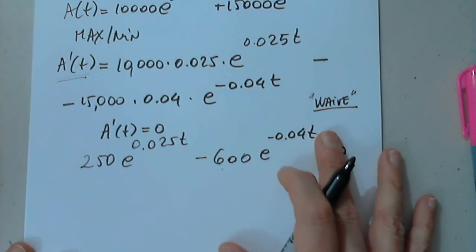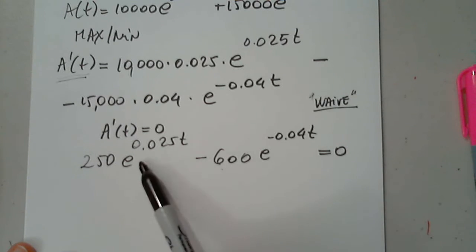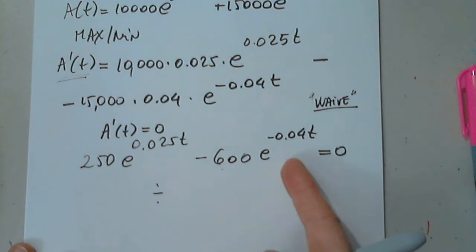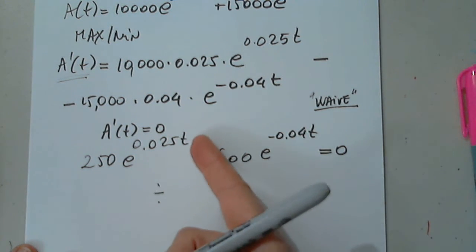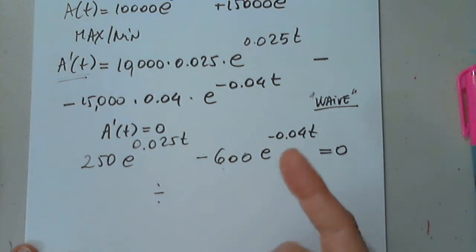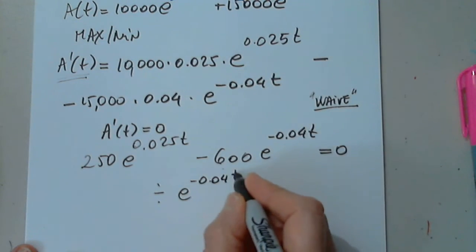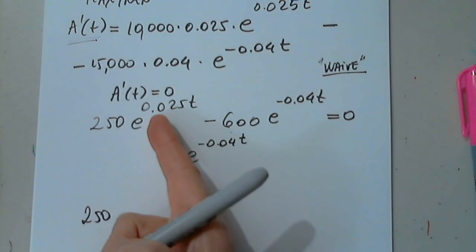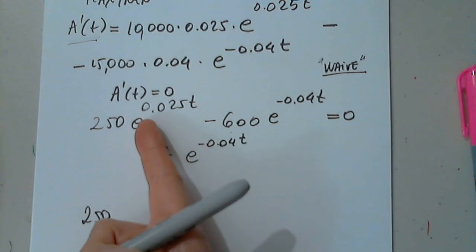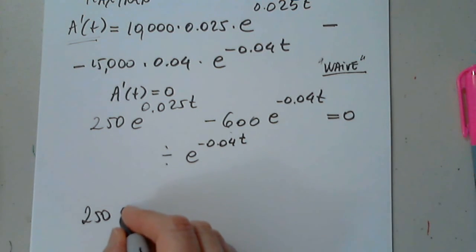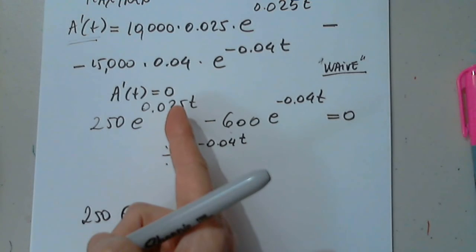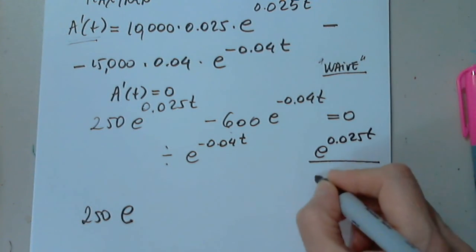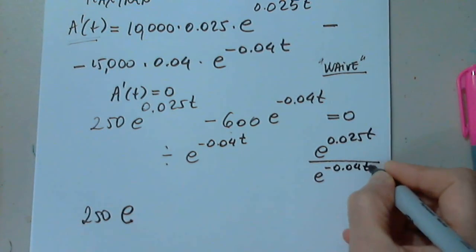Here's how we do it. We have to divide both sides, because this is never 0 and this is never 0. We have to divide both sides by one or the other, either e to this or e to this. So I will divide by e to negative 0.04t. So 250. When I divide this piece by this piece, I have to copy the base and subtract the exponent. It looks like this: e to 0.025t divided by e to negative 0.04t.